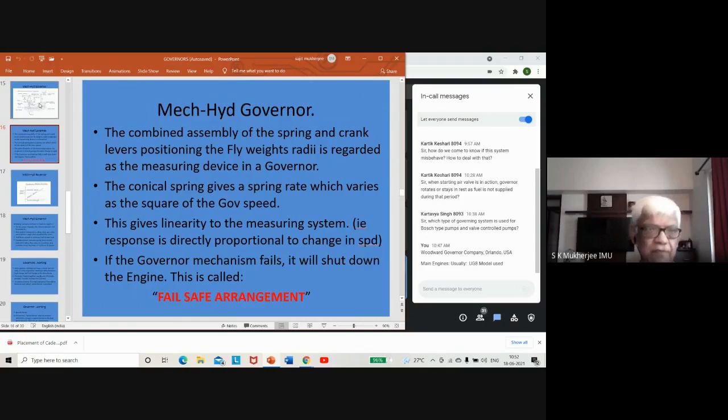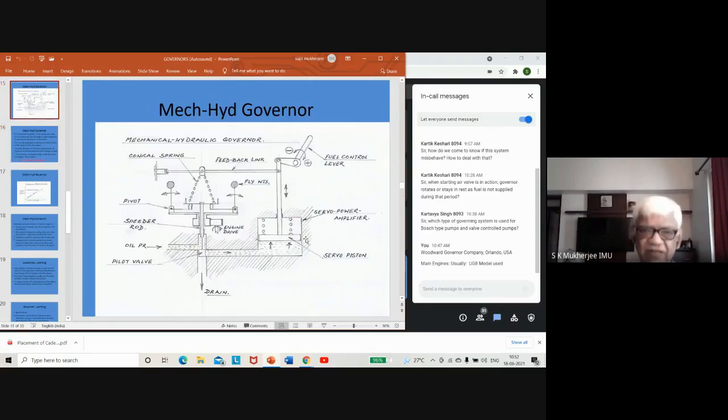But I will tell you something more, which is not told in books. What happens when this pin over here fails? If this pin fails, the linkage between the fuel rack and the servo power amplifier rod is disconnected. Now, that is not a governor failure. The governor failure is within the governor. Now, what happens when the failure is beyond the governor?